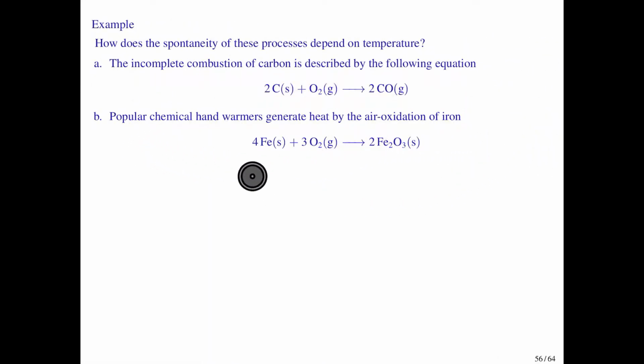In this second reaction, we've got the combustion of iron. And so in this case, the reaction would be exothermic. However, we see that we are decreasing the number of moles of gas, right? We go from 3 moles of gas to 0 moles of gas. So this reaction is going to consume entropy.